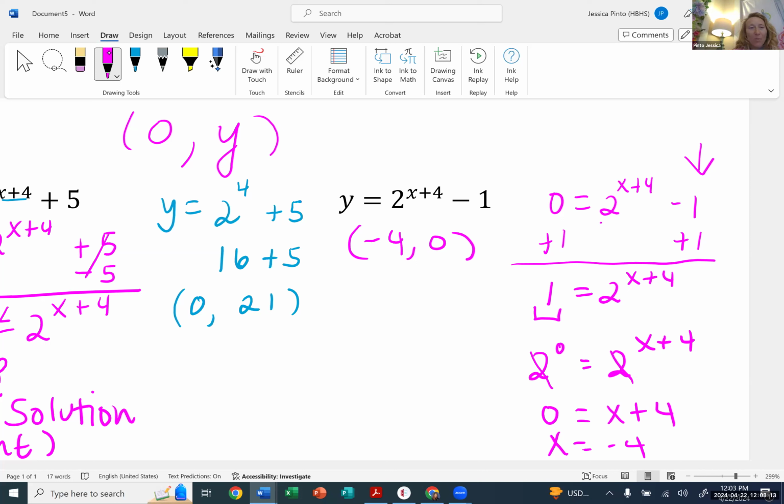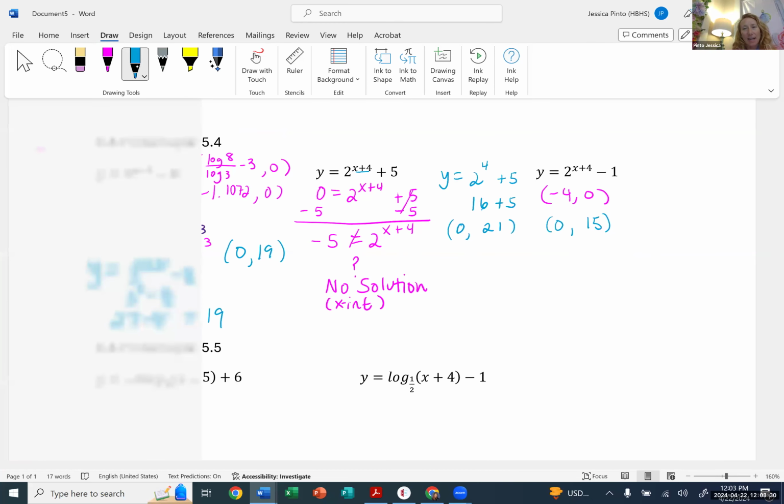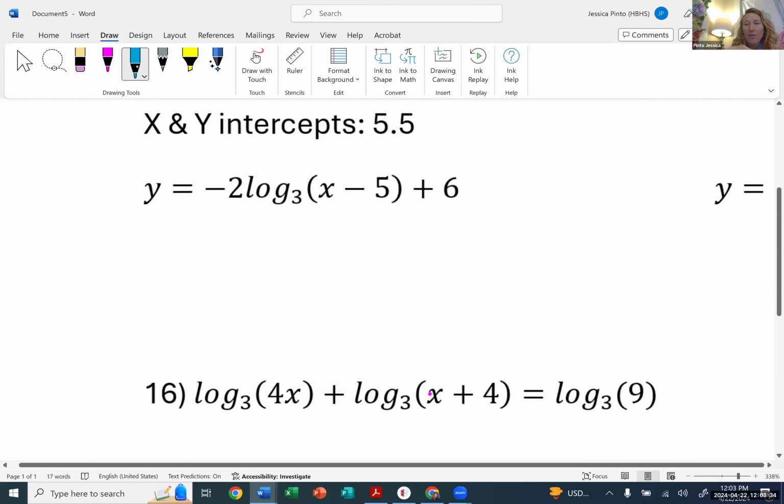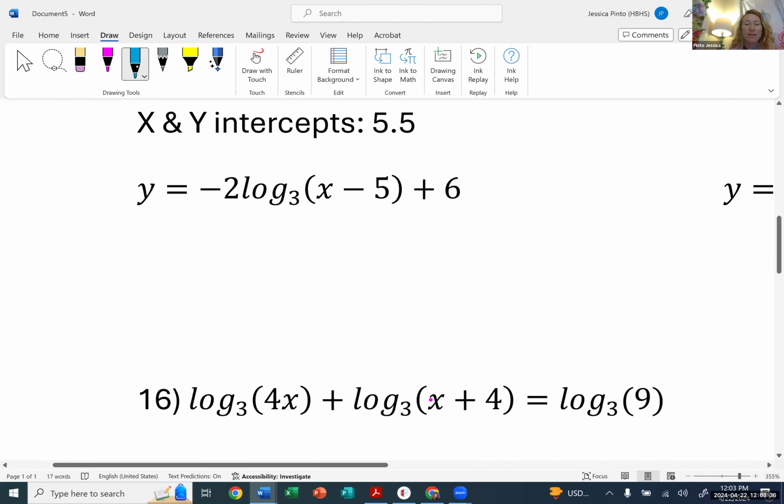And then the y-intercept for this one, again, we're going to have 4. So that's going to be 16 minus 1. We're going to get 0, 15. So that was just a refresher on the x and y intercepts from 5.4. In 5.5, we're going to see the exact opposite kind of work because we have logs. And on the inside of a log, it has to be positive. So let's look at number, well, whichever one's here.